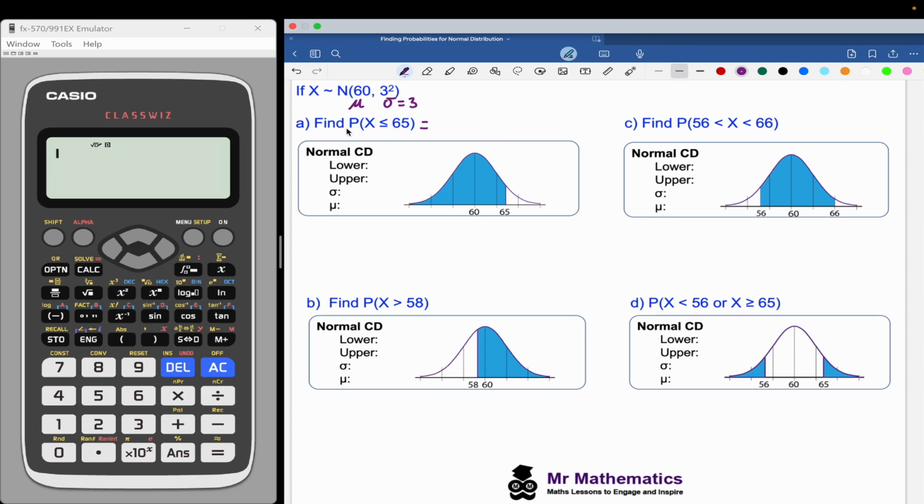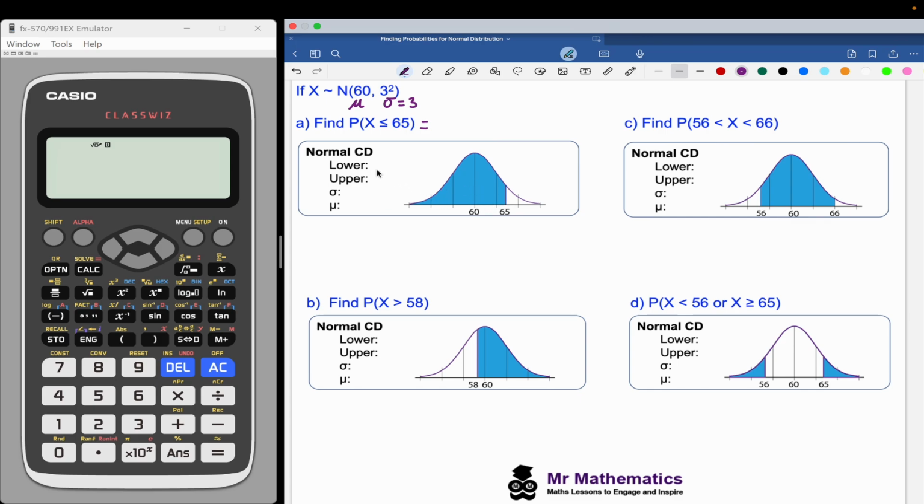We've been asked to work out the probability of x being less than or equal to 65. So I've plotted this on our normal distribution curve. You can see it is symmetrical about the mean of 60, and we want the area under the curve that is less than the 65, so this blue region here.